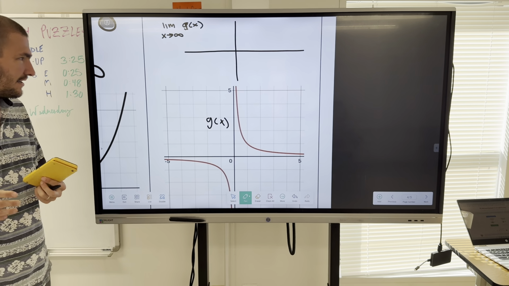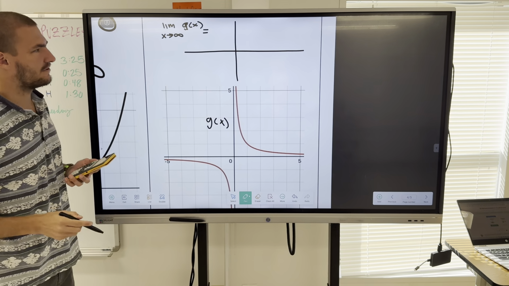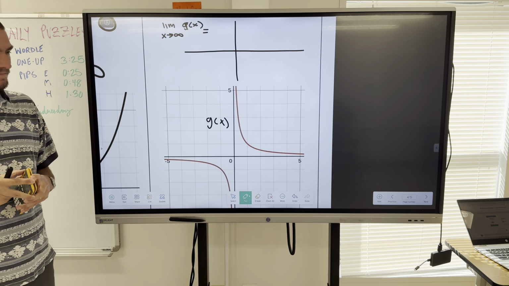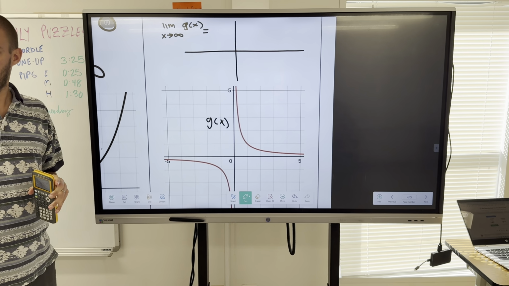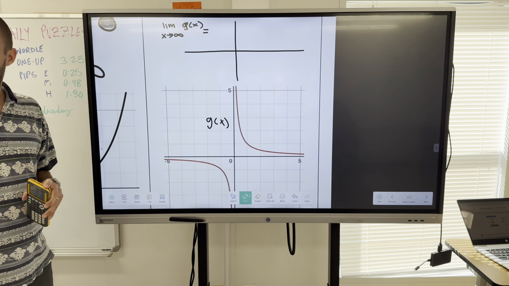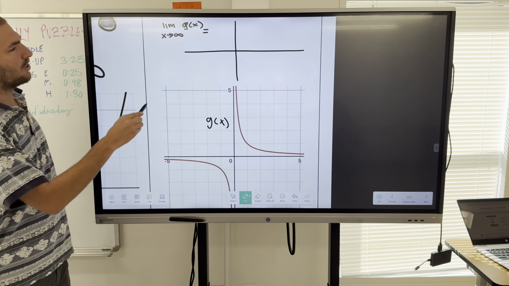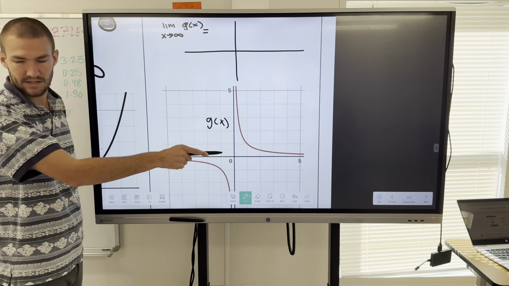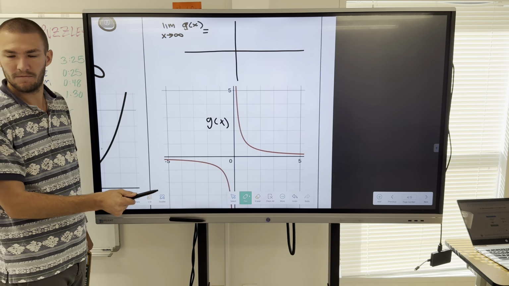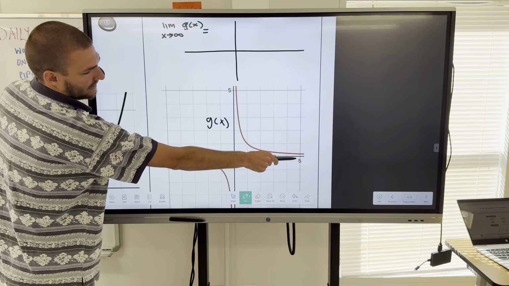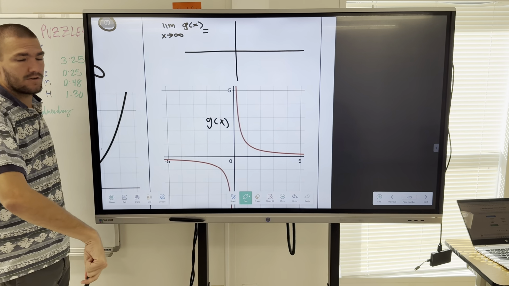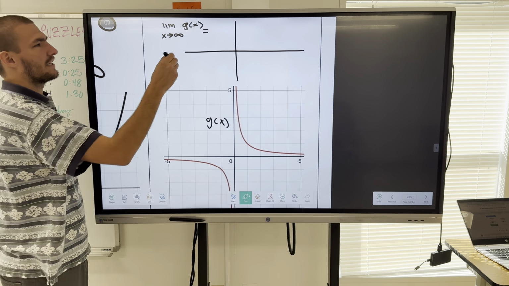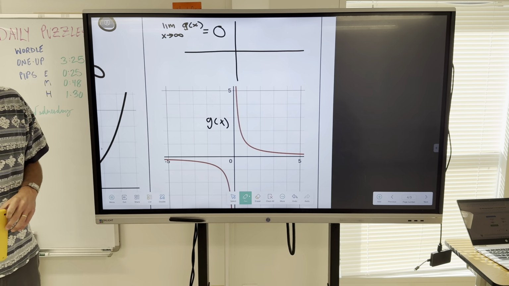Person number 2, Layla, you win. The limit as our graph goes to infinity is? What do you got? So, where are you looking? Are you looking on the left, the top, the bottom, or the right side of the graph? Right. Excellent. This graph, does it look like it's going up forever, down forever, or is it stuck on an asymptote? Right. The answer is going to be 0.